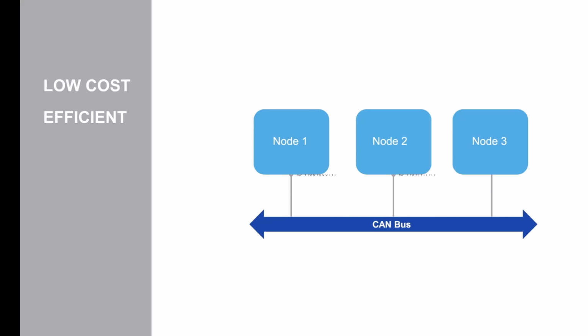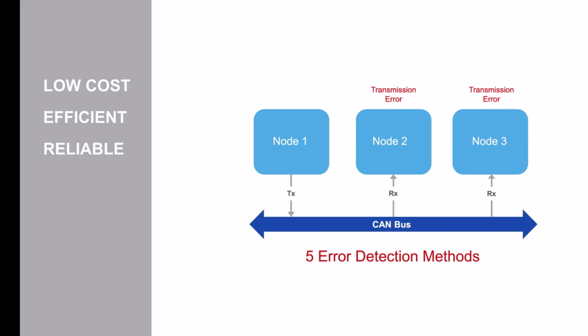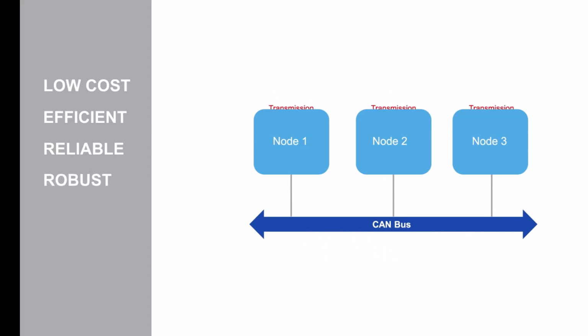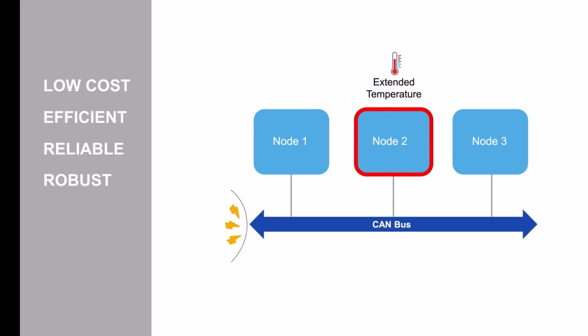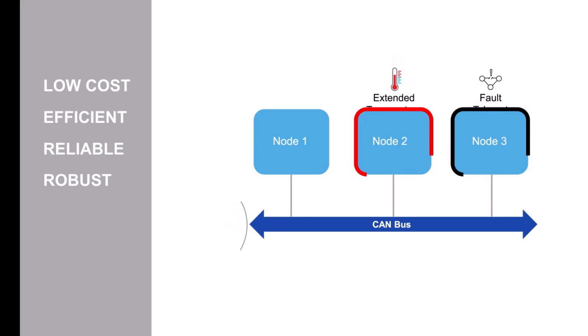And speaking of corruption, CAN is reliable. The CAN specification contains 5 methods of error checking, making it extremely reliable for applications where failure is not an option. CAN is also robust. Its high-speed data lines are resistant to electrical disturbance. Some CAN controllers and receivers also come in extended temperature ranges or fault-resistant varieties for the most demanding environments.